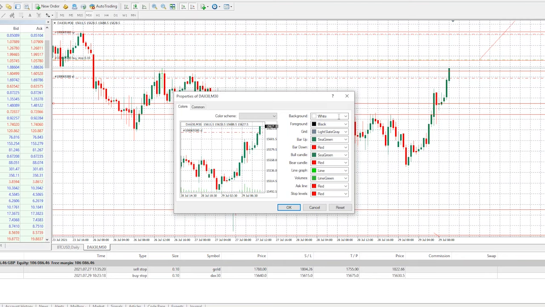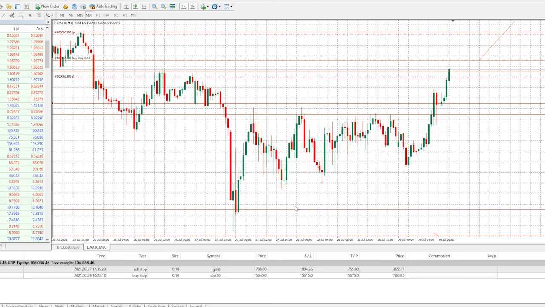My background color, I have white. My foreground is black, meaning the writing and the grid is black and gray. My bar up, the upward candles, I picked sea green. That's this color, sea green. The downward moving candles are red, okay? Bull candle, the green color. Bear candle, the red candle. That's it, very simple to set that.